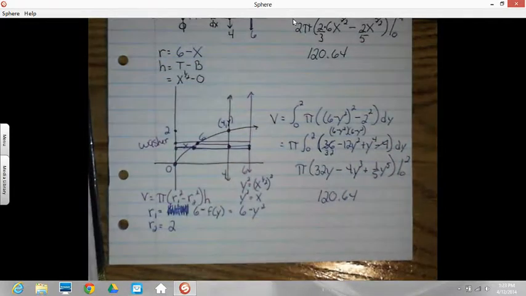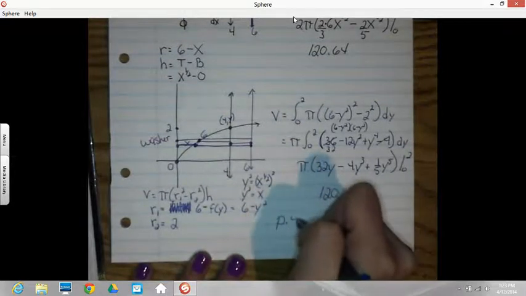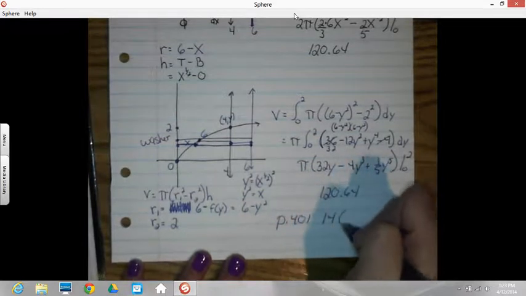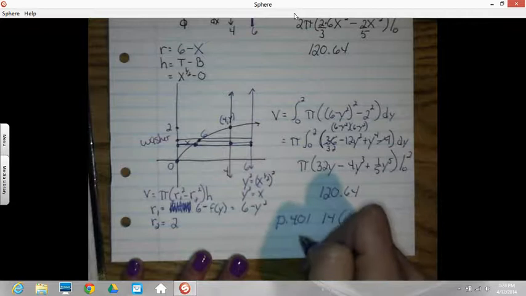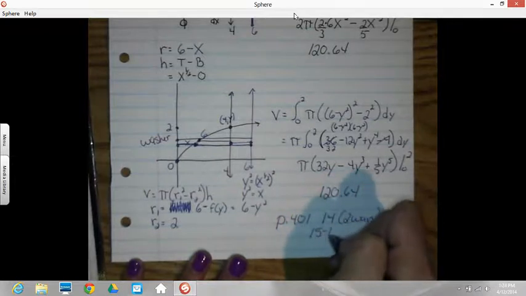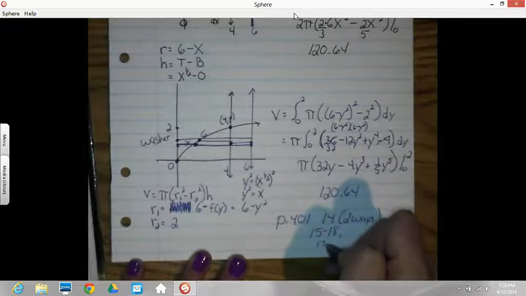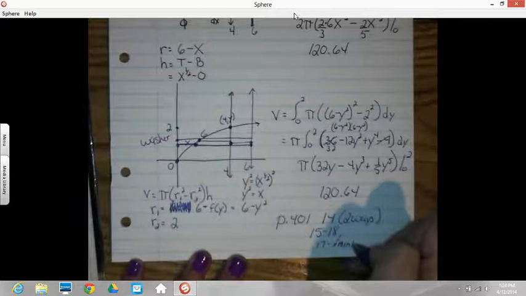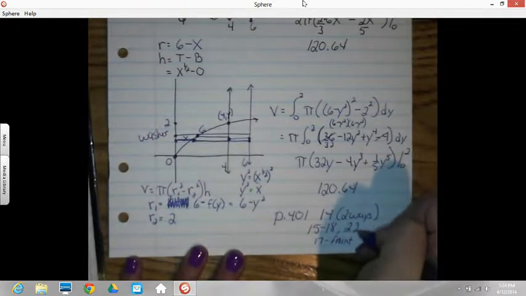Okay, your assignment is page 401. Number 14, I want done two ways. 15 through 18, just one way. And on 17, you're going to have to use your function integrate, fnInt. You're not going to be able to do it algebraically. And then pick up 22. And that ends the chapter.